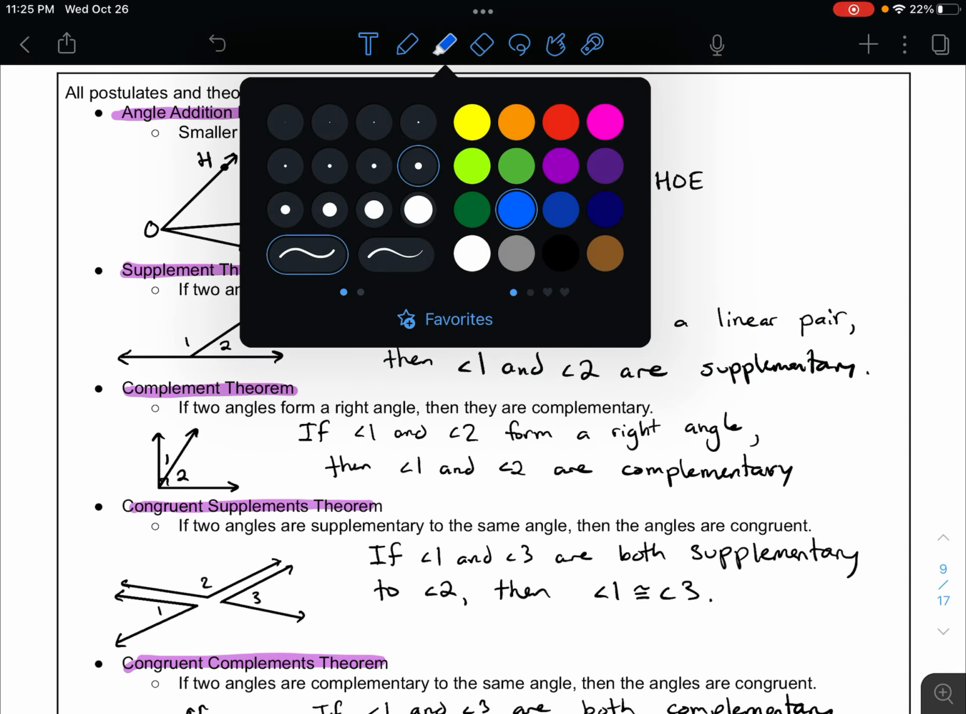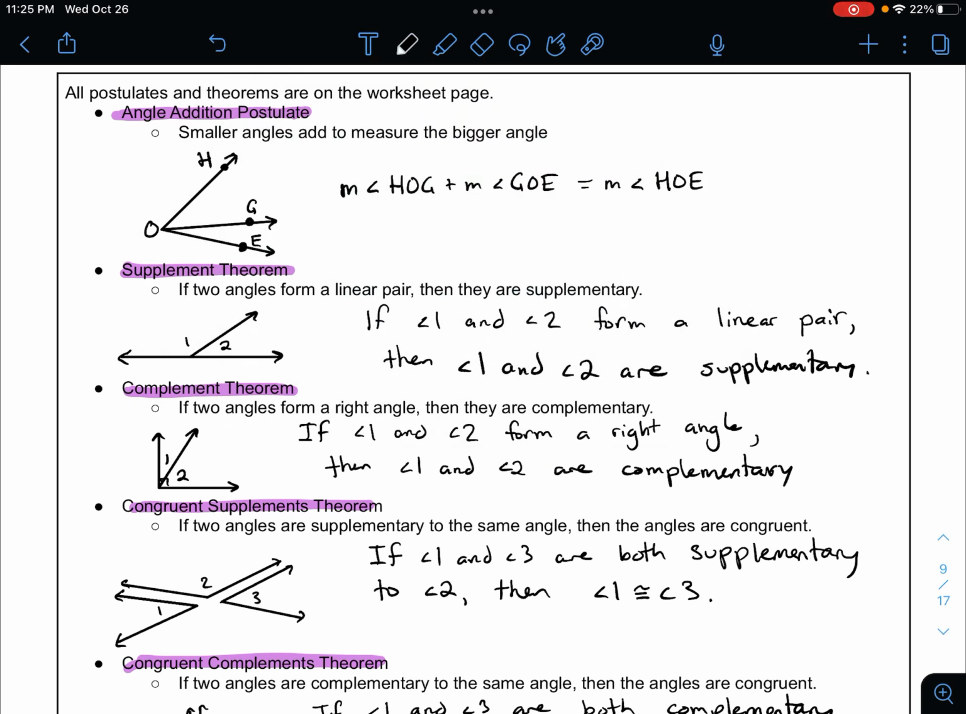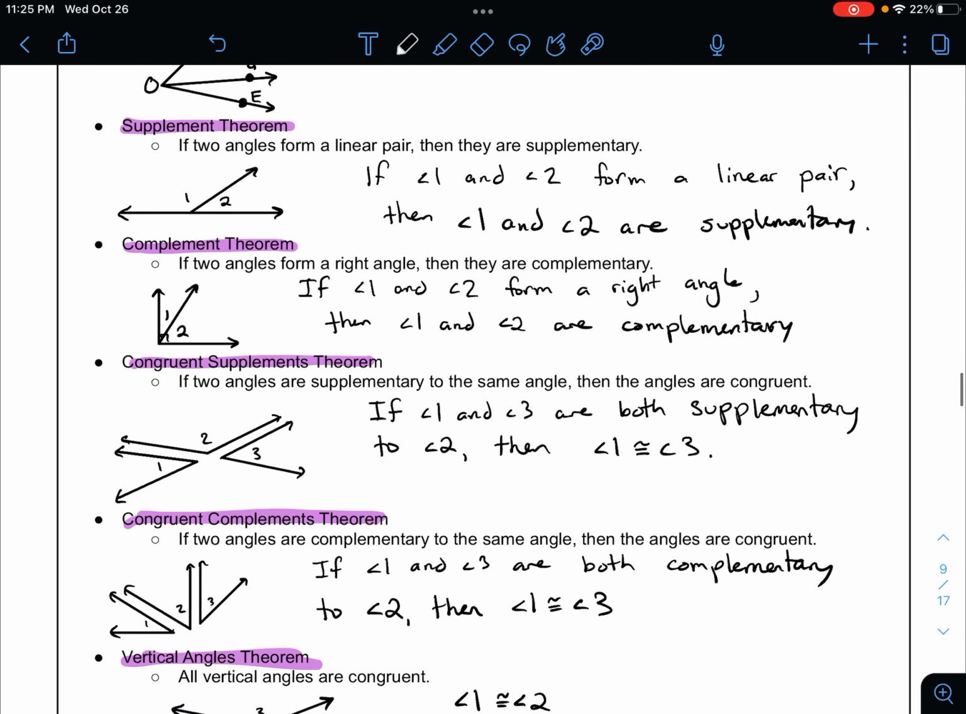So the angle addition postulate, similar to the segment addition postulate, is just saying that the angle here plus the angle here would equal the entire angle. Supplement theorem: if two angles form a linear pair, remember a linear pair is when you've got two lines that intersect and they're the adjacent angles. So obviously 1 and 2 are the adjacent angles there. So if 1 and 2 are a linear pair, then they are also supplementary, okay?